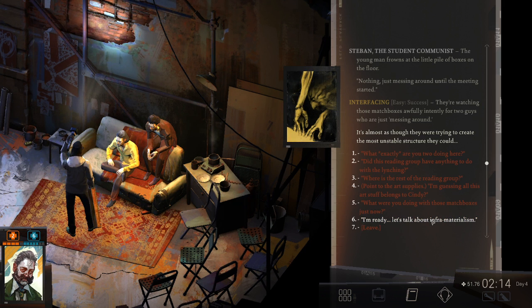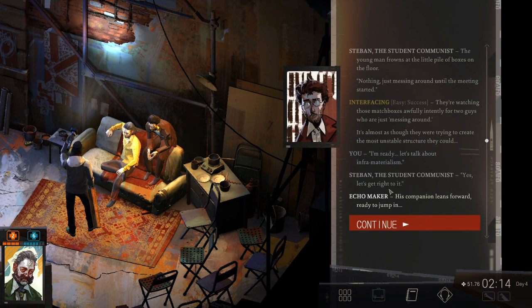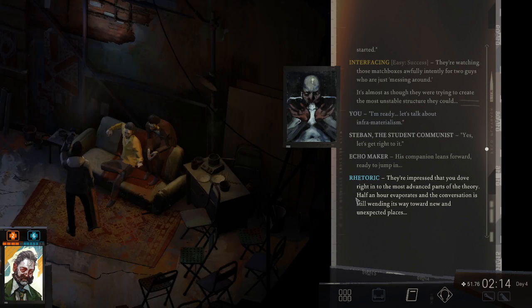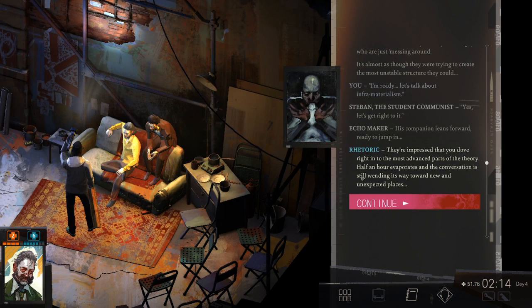Let's talk about Infra-Materialism. Yes. His companion leans forward, ready to jump in. They're impressed that you've dove right into the most advanced parts of the theory. Half an hour evaporates, and the conversation is still wending its way toward new and unexpected places.